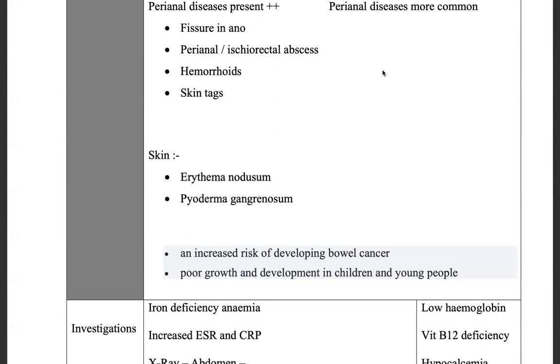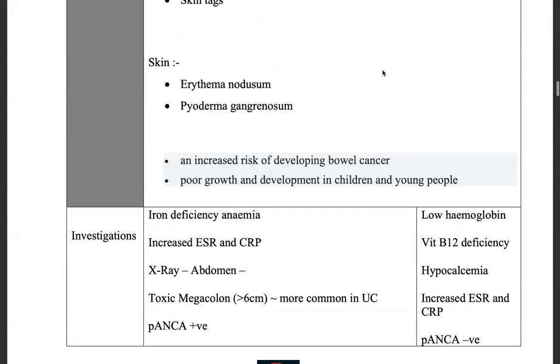When it comes to growth and development, especially in children, there will be poor growth. Why? Because there is a colitis, so there will be impaired absorption of nutrients. And when a patient comes to you with blood and mucus diarrhea for a prolonged duration, in order to assess the condition of the patient, you will first of all do a full blood count. And there you can see iron deficiency anemia.